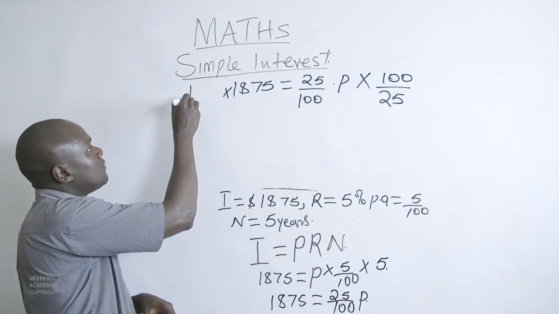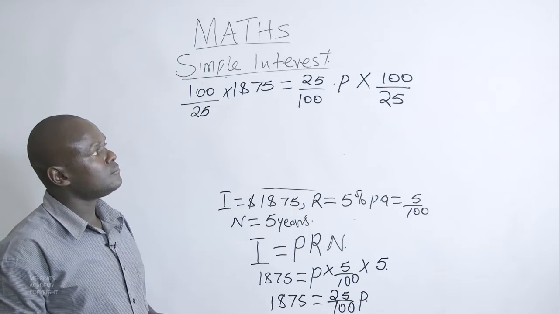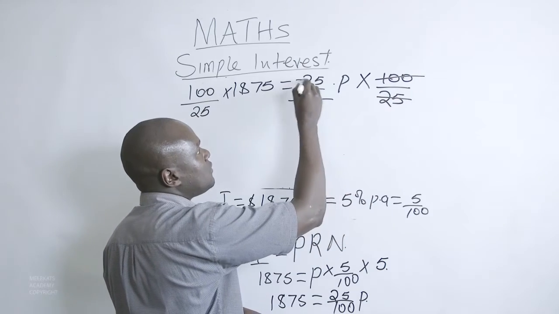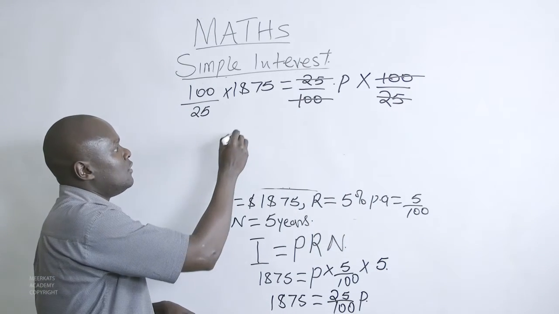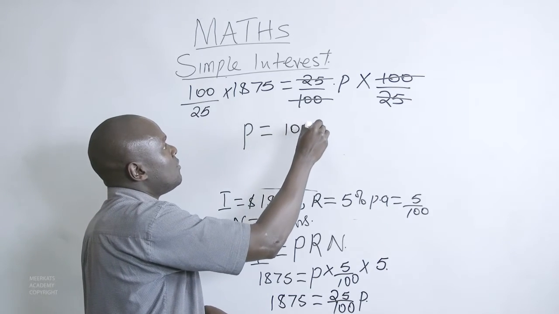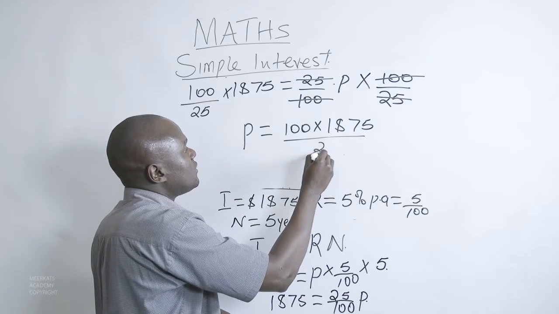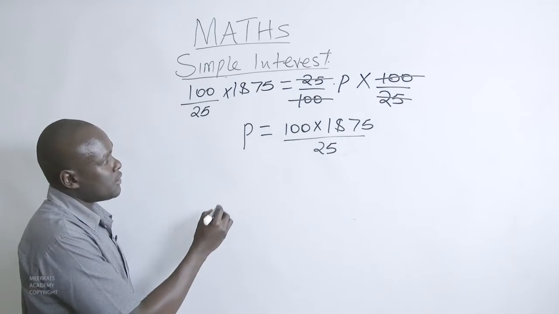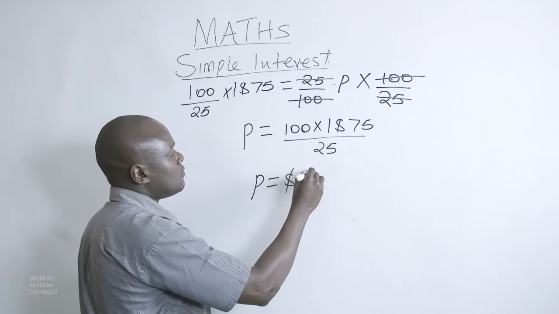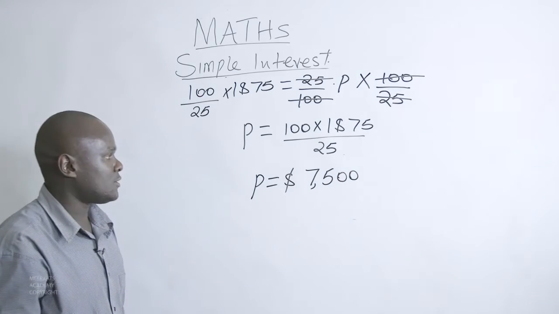We multiply on both sides. So we'll discover that this 100 and this 100 will cancel, and this 25 and this will cancel, leaving us with P being equal to the product of 100 multiplied by 18,75 divided by 25. This will give us a principal amount of $7,500.